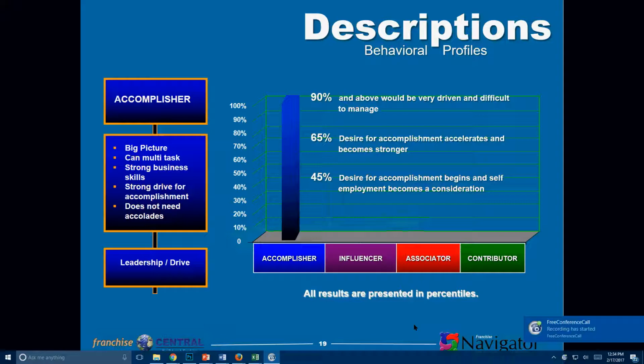Good afternoon. Today's the 17th of February, and this is the continuation of Level 1 Training, Part 1. So far, we've done a big picture, about 60,000 feet, of what the Navigator is and how it works. Now we're going to start getting back into the individual profiles, understanding the profiles. We ended up with the completion of the Accomplisher.